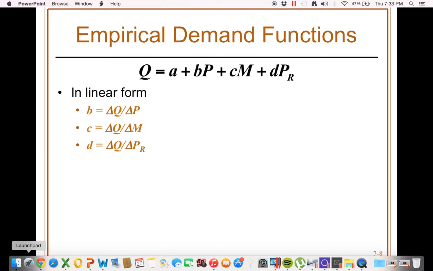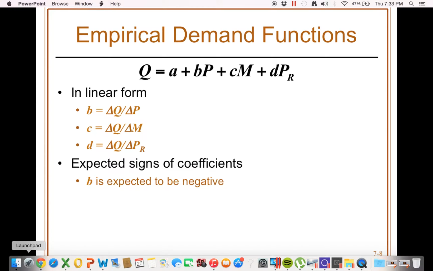All right, so let's talk a little bit about the expected signs we see here. B is expected to be negative. Why do you think B is expected to be negative? That's saying that there's a negative relationship between price and quantity demanded. Makes sense, right? If the water that I purchased today was priced higher, most likely quantity demanded for that water would go down.